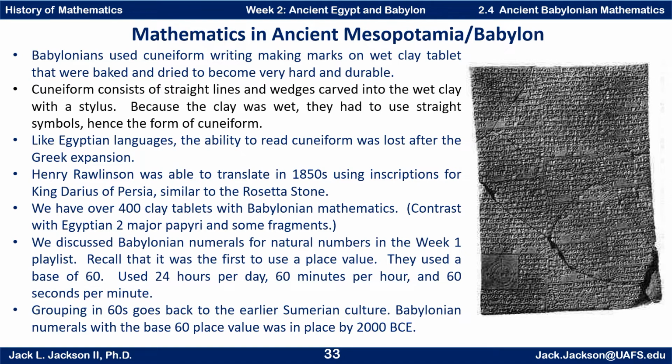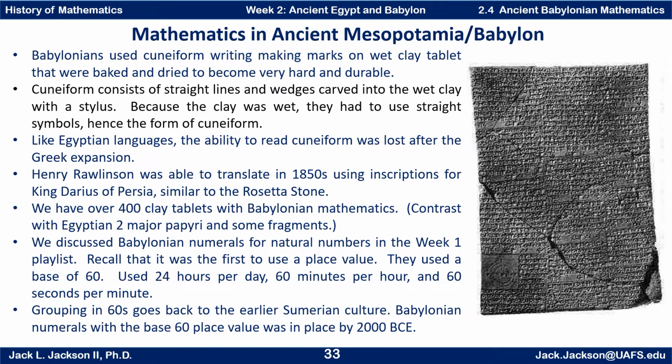So what about the actual mathematics there? Well, we'll just say a few things about it here. The Babylonians used cuneiform writing, making marks on wet clay tablets that were baked and dried to become very hard and durable. So cuneiform consists of straight lines and wedges that were carved into wet clay with a stylus. Because the clay was wet, they had to use straight symbols, hence the form of the cuneiform, which comes from the word for wedge. So there were little wedges. But after this stuff dried, it was very durable and a lot of it survives.